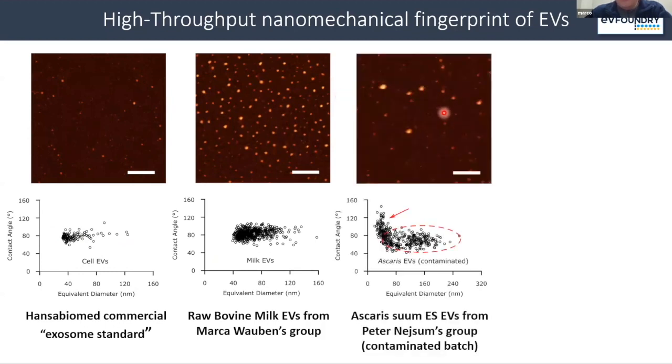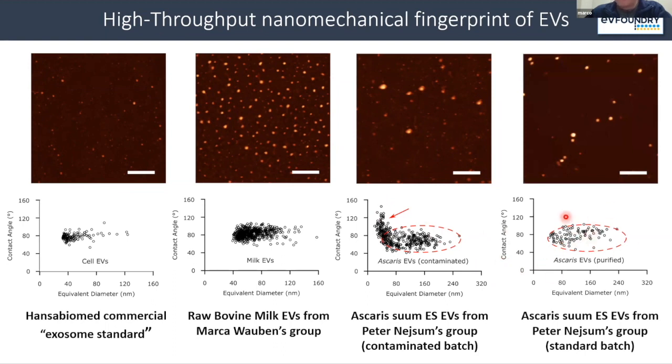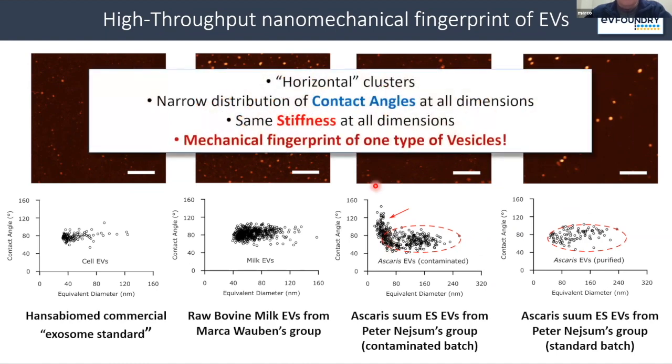Instead, if you have contaminations, you can detect it immediately by doing this scatter plot, because you will have deviations from this behavior. Here, this additional cluster, which by the way disappeared once a new batch was produced, corresponds to something which does not have the mechanical behavior of intact vesicles. Okay. So to sum up, if you see a horizontally elongated cluster of points, that's probably indicative of having one type of intact vesicles with the same stiffness across all dimensions.